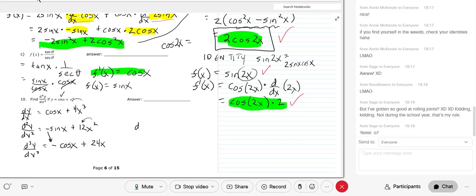Okay, so finally, the fourth derivative then would be this. So we have the negative comes down. We have a negative cosine. We learned that the derivative of a cosine is a negative sine x. So I've got negative sine. And then the derivative of 24x is the number in front, 24. So your answer to your problem would be sine x plus 24.